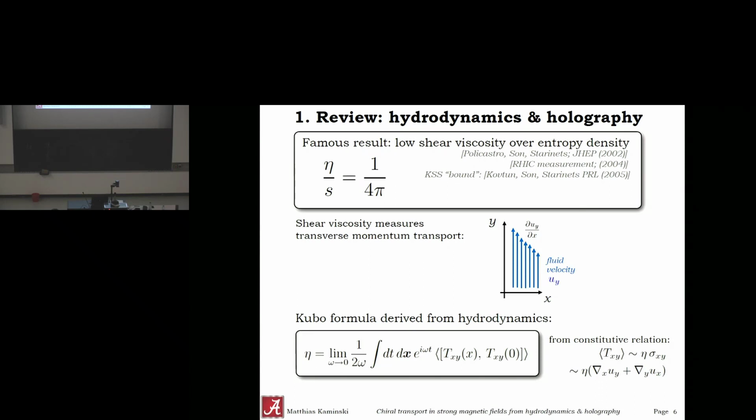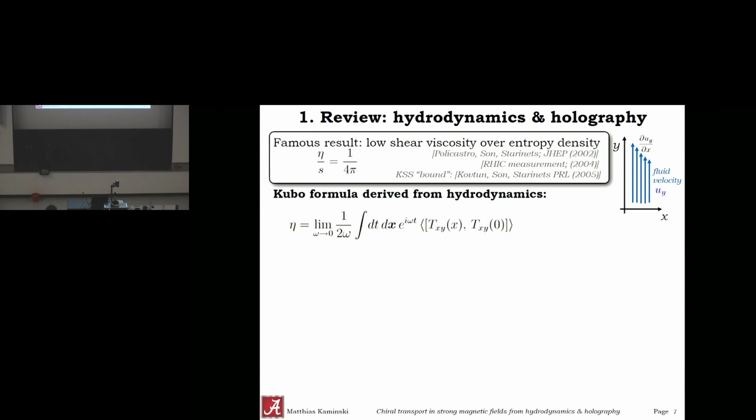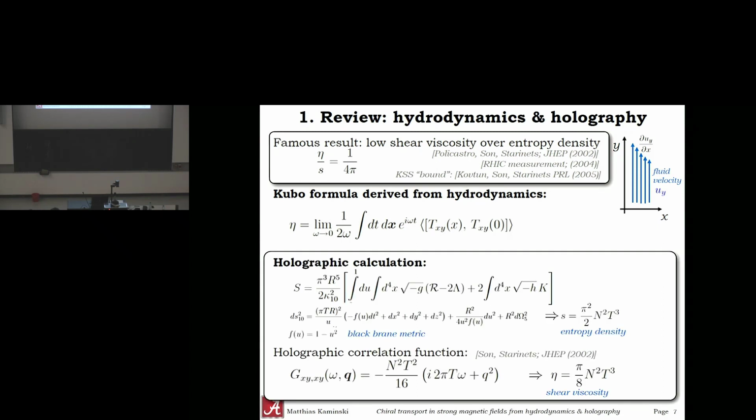It's proportional to your shear viscosity times some tensor structure sigma_xy. And if you write this out, then you get the derivative in x direction of u_y. That's reminiscent of exactly this, because this is exactly the physics that's behind this expression here. Okay, so after recalling that constitutive equations give rise to Kubo formulas, and that has to do with transport coefficients, we can now just put this up here so that we don't forget these things, and then look at the holographic calculation and calculate this two-point function here holographically.